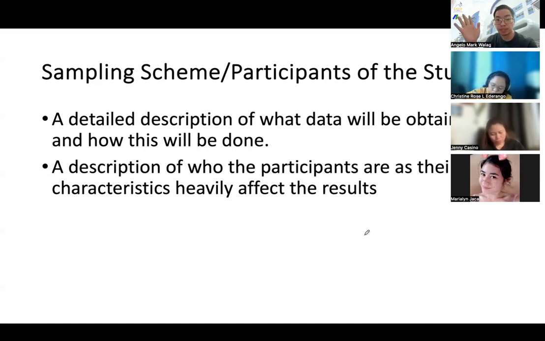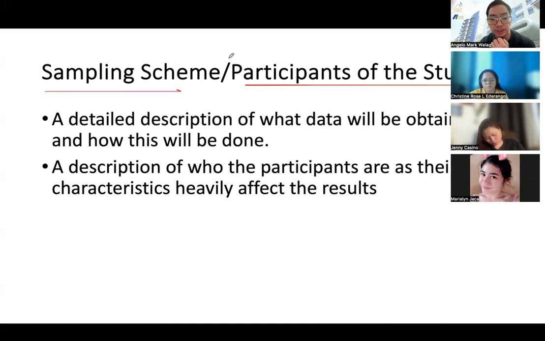Often this is broken into 2 sections, which you can also do. But some combine it, because when they do the sampling scheme, they already describe the participants of the study. But since you're doing a mixed method study, it would be good that you break this down, because each phase of your study has different participants. Right? For the quali component, you have different participants. For the quanti, you have different participants. You have to describe them each for the different phases of your study.